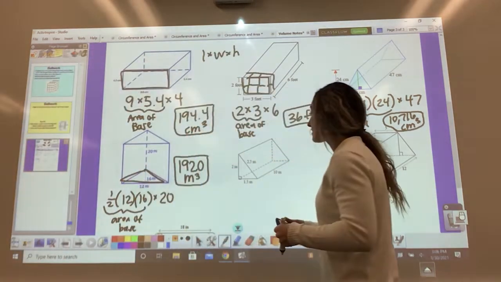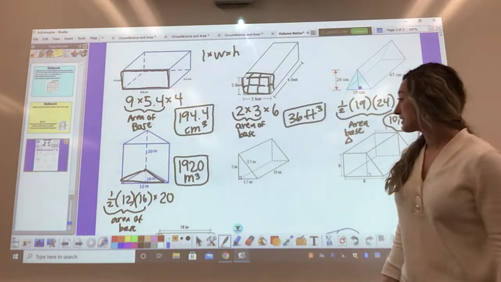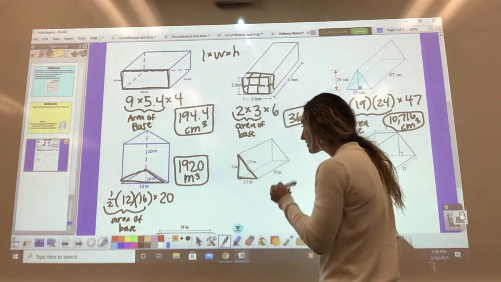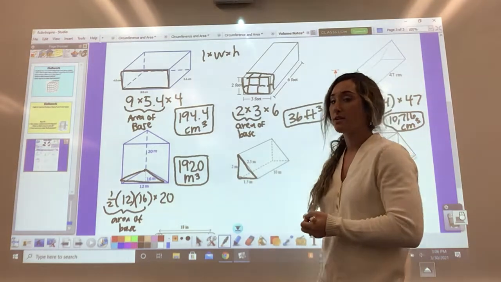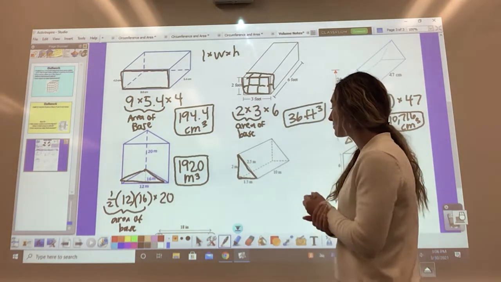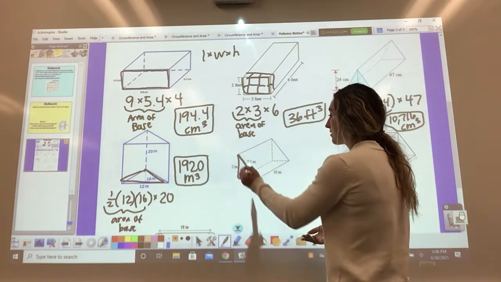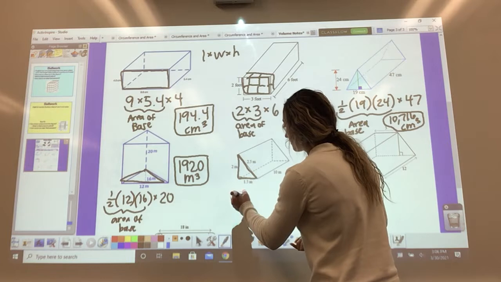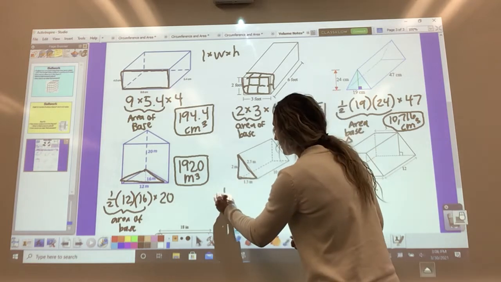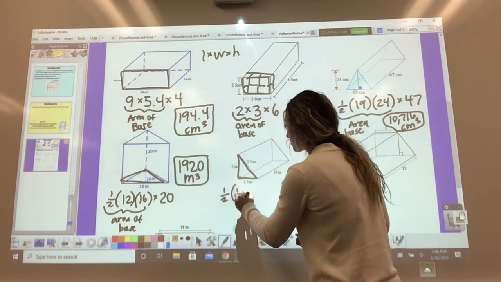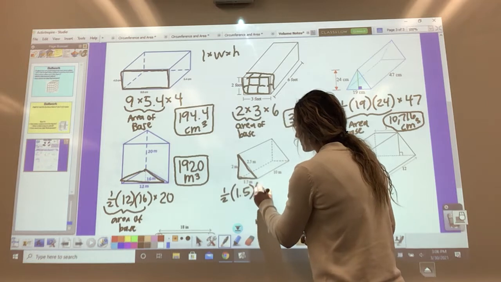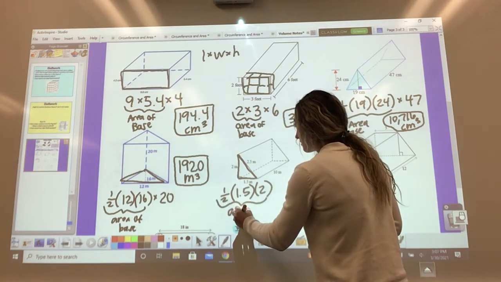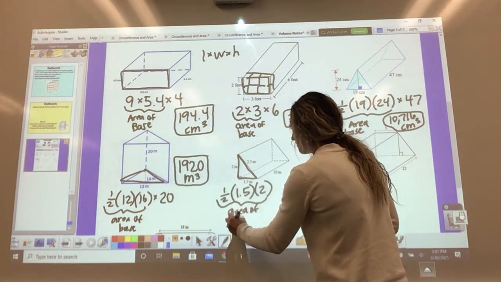All right, this next one is another triangular prism. So once again, we find the area of the base, and the base of this shape is the triangle, times the height that it was extended. So to find the area of this triangle, I do 1/2 times the base, which is 1.5, times the height, which is 2. So that's the area of the base triangle.